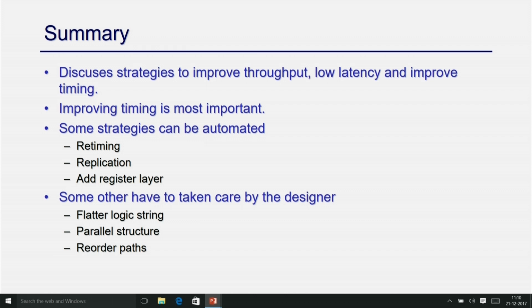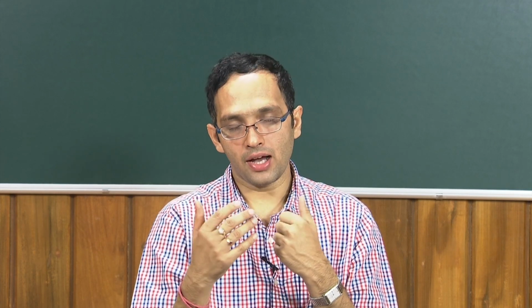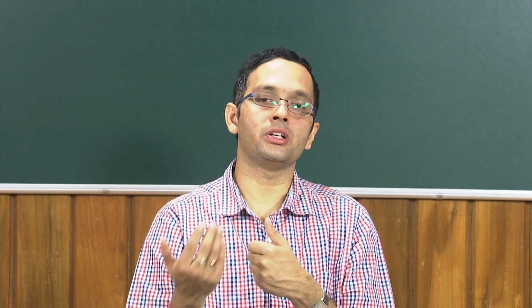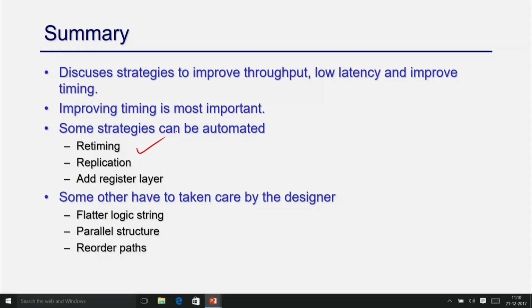Okay. So, with this I am going to conclude. As I discussed today, we have discussed several strategies which improve either the throughput of your design, or reduce the latency of your design, or primarily improve the timing of your design, so you achieve higher frequencies. Okay. And some of the techniques can be automated, like replication, retiming, adding register layers, but some of the techniques like flattening logic structure, parallel structure or reordering paths are the responsibility of the designer, right.